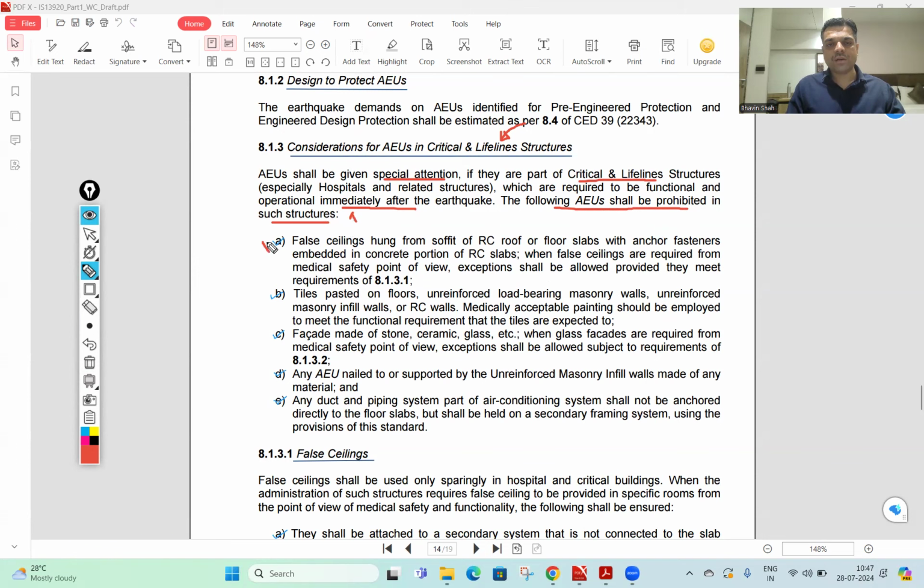False ceiling hung from the soffit of RC floor is prohibited. Tiles pasted on floors, unreinforced load-bearing masonry walls are prohibited. Facade made of stone, ceramic, glass is prohibited. Any AU nailed to or supported by the unreinforced masonry infill walls is prohibited. Any duct and piping system part of the air conditioning system shall not be anchored directly to the floor slab.